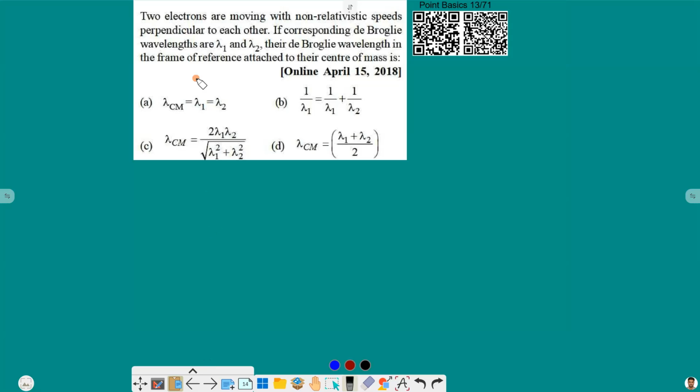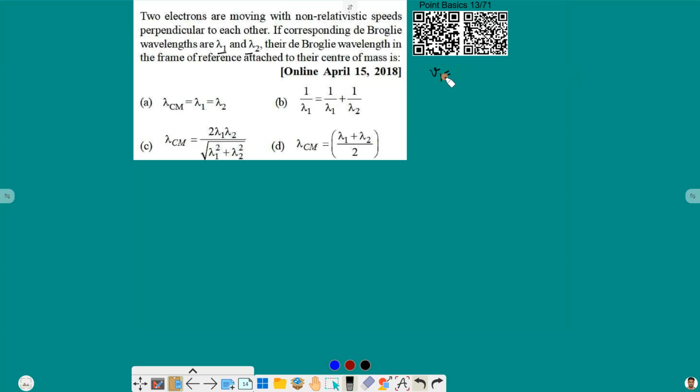Two electrons are moving with non-relativistic speed perpendicular to each other. Their corresponding wavelengths are lambda 1 and lambda 2. They are the de Broglie wavelengths in the frame of reference attached to their center of mass. Now, as they are moving perpendicular to each other, their velocities are also not known to us, because it is not mentioned whether they are equal or not.